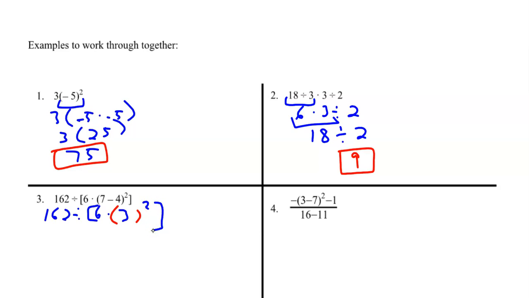So now inside, we're going to do everything inside those brackets first. And so now we go back to GEMS. There's no more further grouping inside, but we do have to do the exponent first. So that's 162 divided by 6. And then that exponent is 3 times itself, which is 9. So using GEMS again, we're going to do this part first. So we have 162 divided by 54. And now it's simple. There's only one operation left. 162 divided by 54. That's going to give us 3.